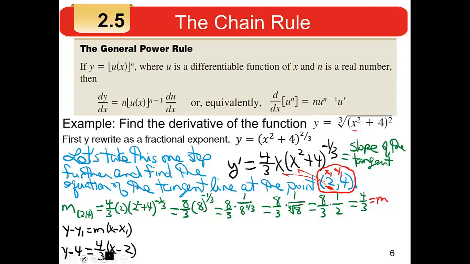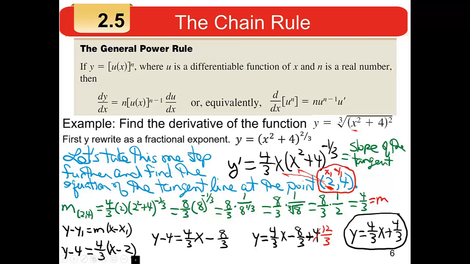Plug those values in. Simplify it. You're going to take that 4/3 times x and the 4/3 times negative 2. 4/3 times 2 is 8/3, so it's going to be minus 8/3. Then you're going to add 4 to both sides. And remember, 4 is 12/3. So you've got 12/3 minus 8/3, which is 4/3. So you end up with the equation y equals 4/3 x plus 4/3. That's the equation of the line that's tangent to the original function at the point 2, 4.